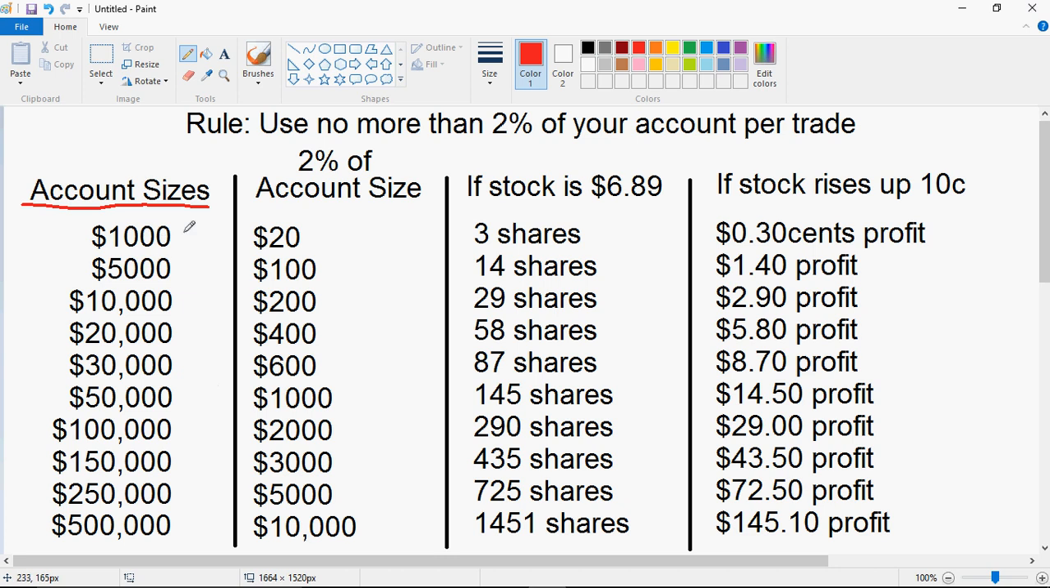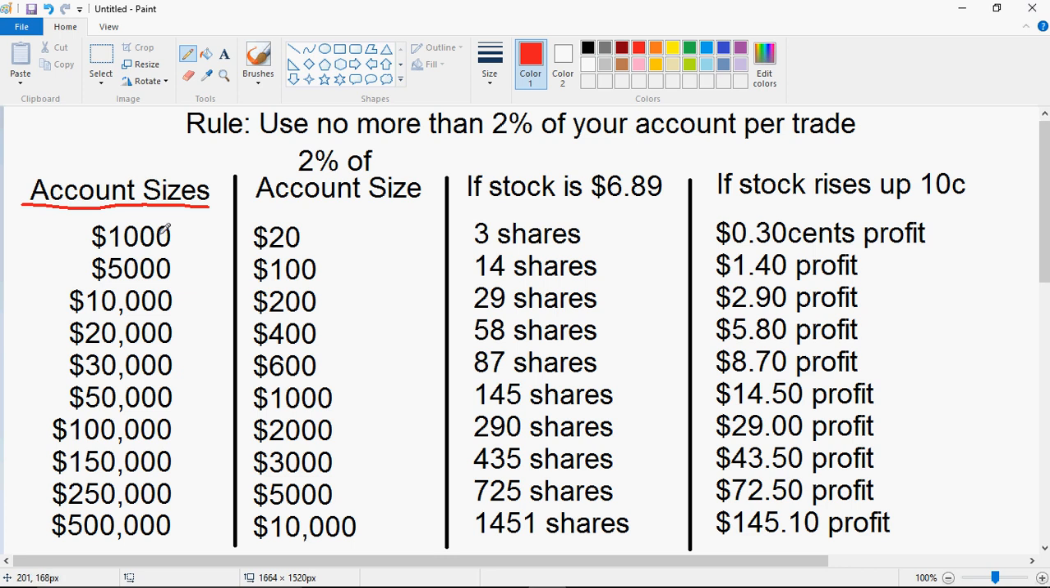You will learn why you don't want to have a $1,000 account. Don't mind people talking about, oh, you could trade. Yeah, you could trade with a $1,000 account, but look at how it's limiting you. You want to obey this now. Don't go and have a $1,000 account and take the whole 100% of your account and try to buy shares with $6.89, because you're not considering what if you lose.